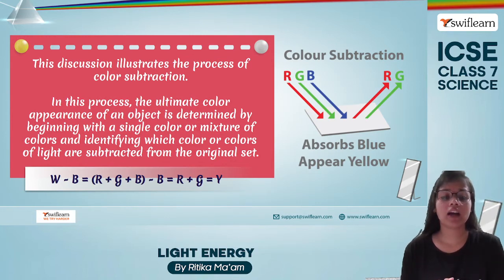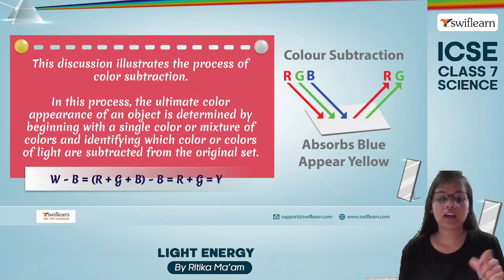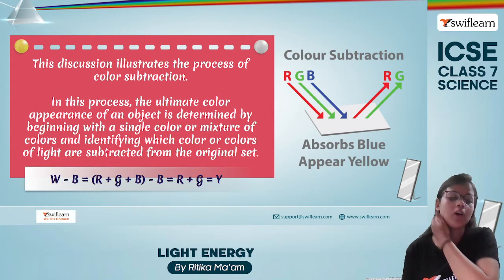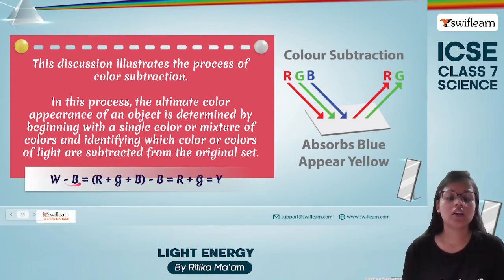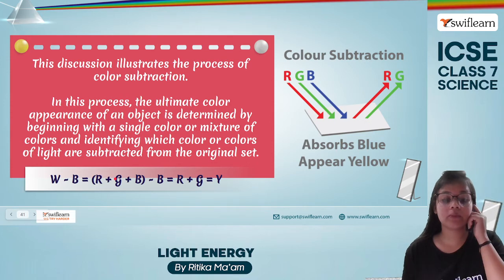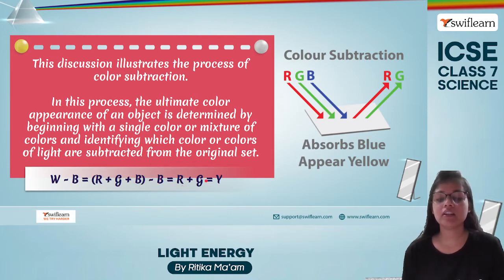In this process, the ultimate color appearance of an object is determined by beginning with a single color or mixture of colors and identifying which colors of light are subtracted from the original set. Now if I talk about white, here white minus blue. White is a combination of red plus green plus blue, right? And if we subtract blue from it, what do we get? Blue gets cancelled, and red plus green gives us the look of yellow.